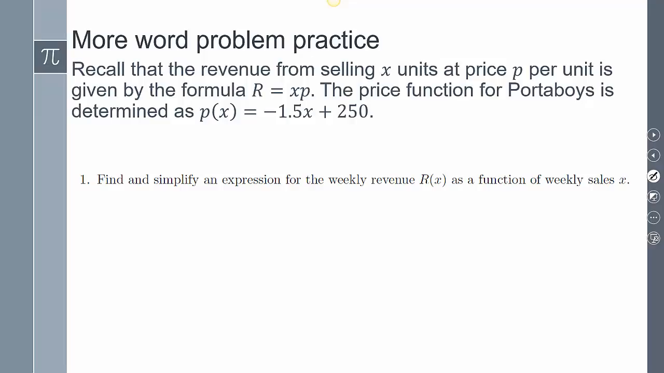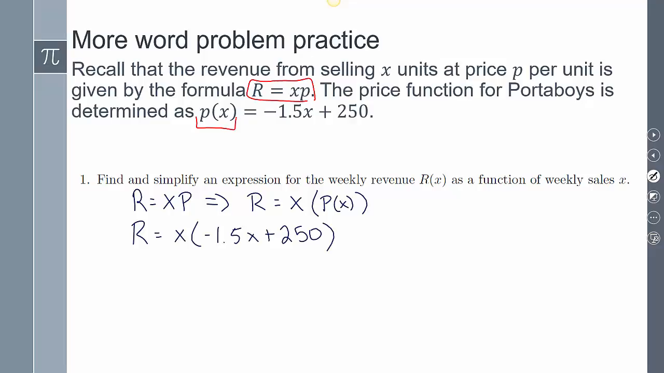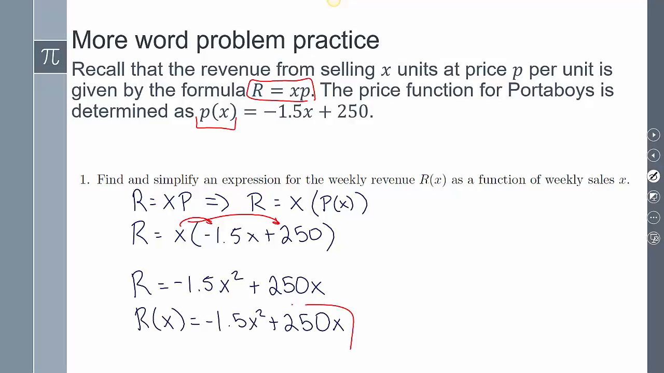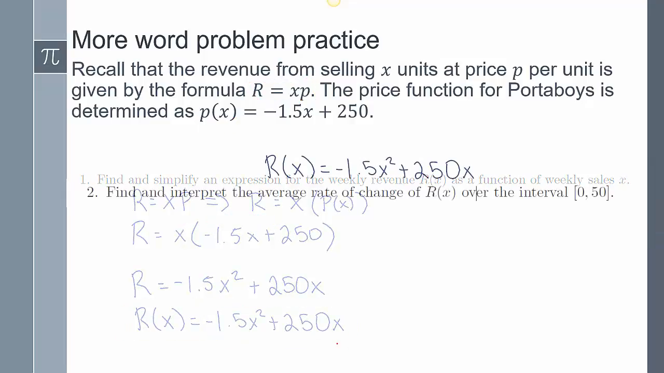So I'm going to use this equation here, R equals x times P. So my revenue equals x times my profit function, sorry, my price demand function. So I plug that in, so I get x times negative 1.5x plus 250. Distribute, so if I take that x and distribute that through, and then from there, I need to write it in function notation, and so this is going to be my profit function, or my revenue function.